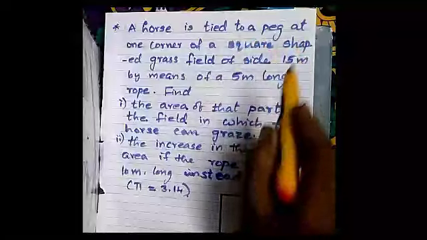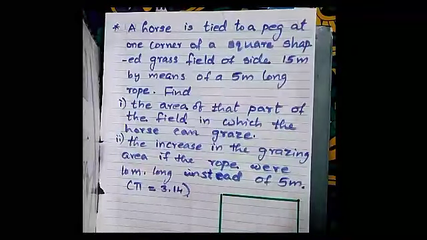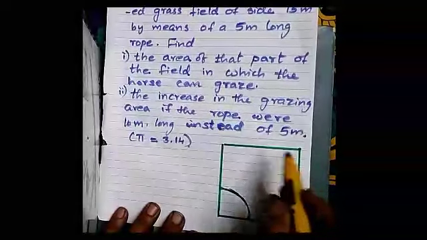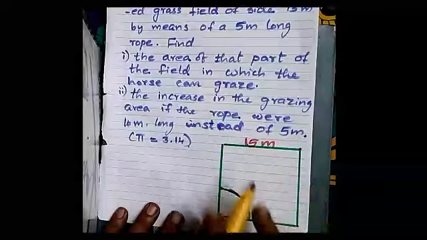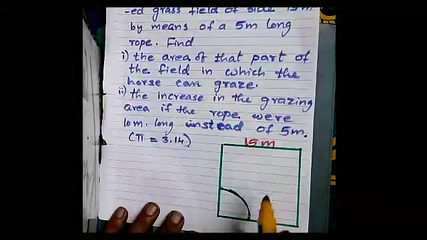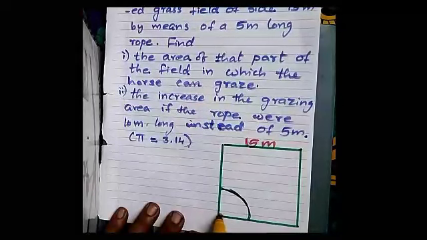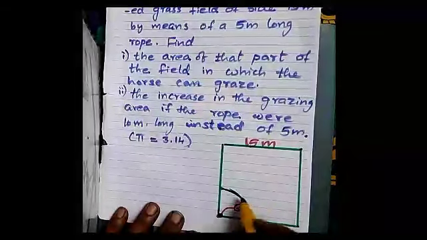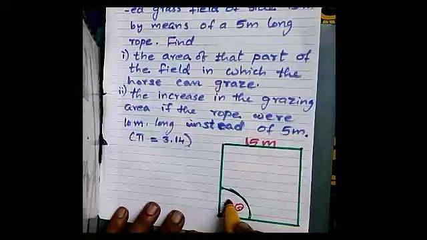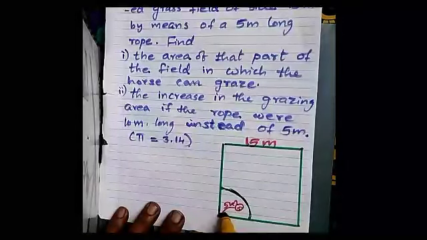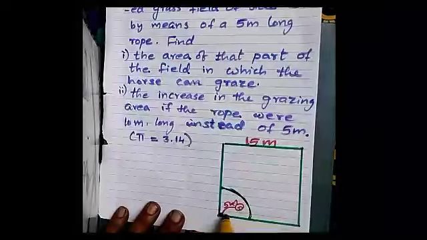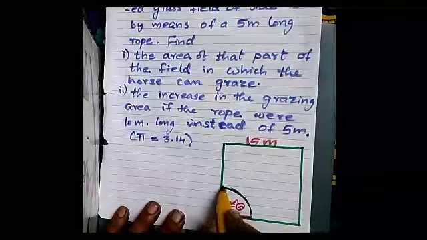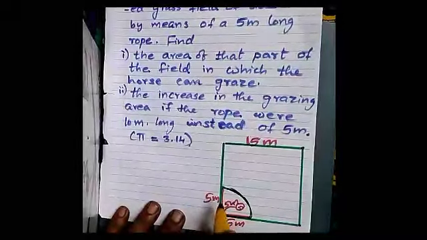So what is given? A horse is tied to a peg at one corner of a square-shaped grass field. And here the square-shaped grass field we can select like this. What's the side? 15 meters. So it's a square-shaped grass field and the length of the rope is given. Suppose the peg is here and the horse is tied at this corner. The length of the rope means 5 meters. Now, if the rope is tight, here it is like this, 5 meters, and if it is tight here, that is also 5 meters.